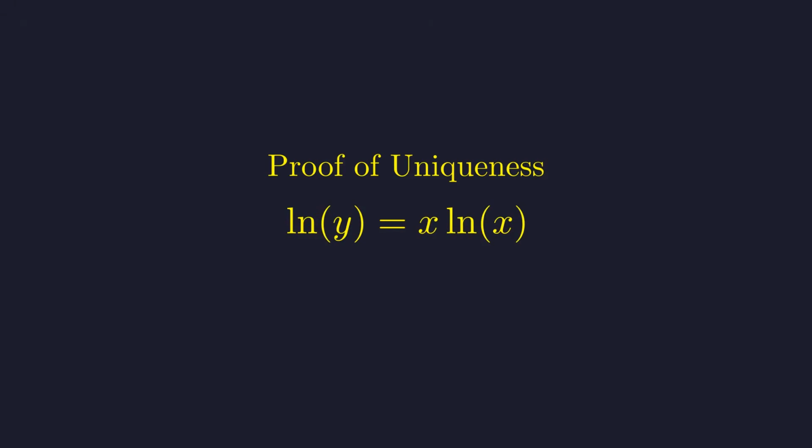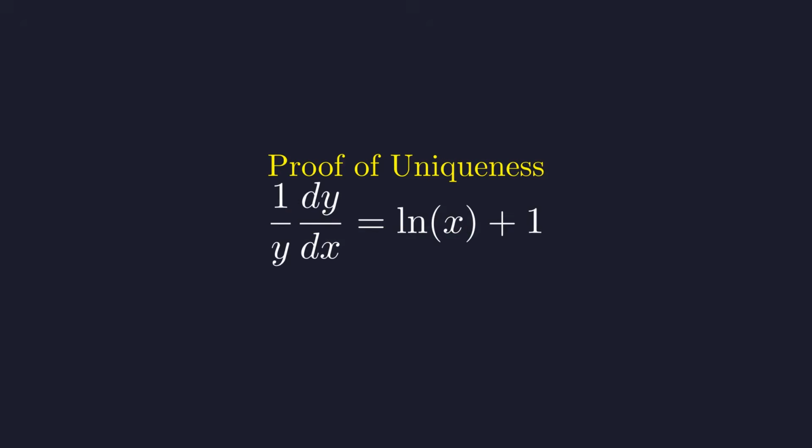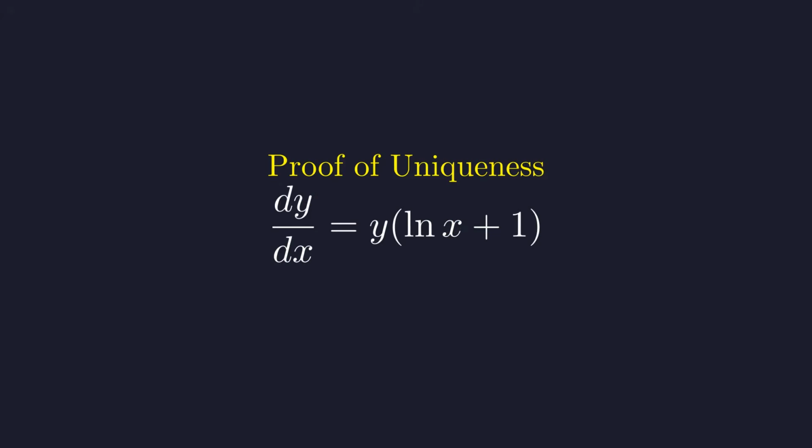Now, we differentiate both sides implicitly with respect to x, using the product rule on the right. This yields 1 over y times dy by dx equals the natural log of x plus 1. To find the derivative, we solve for dy by dx by multiplying by y. Finally, we substitute y equals x to the power of x back into the equation.